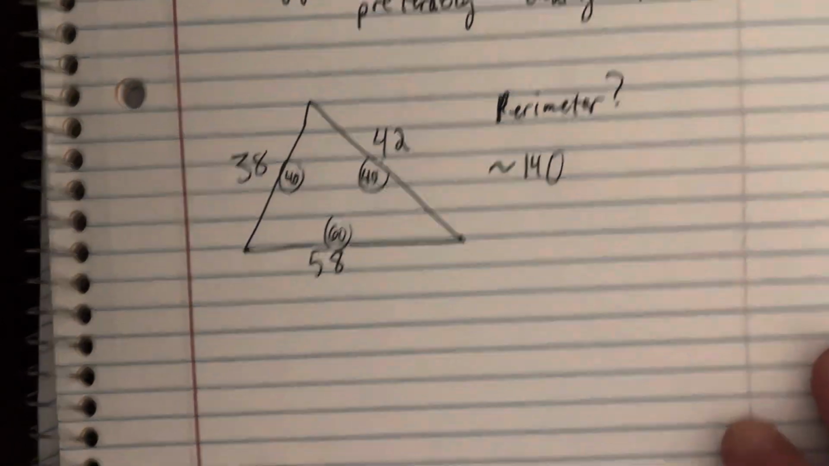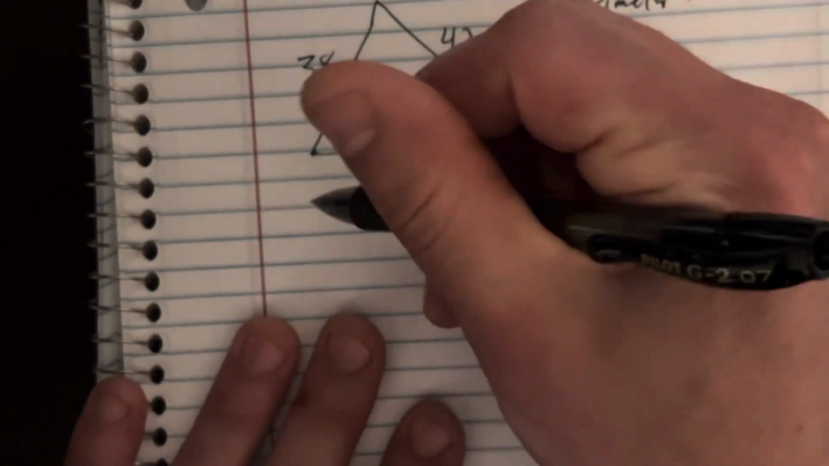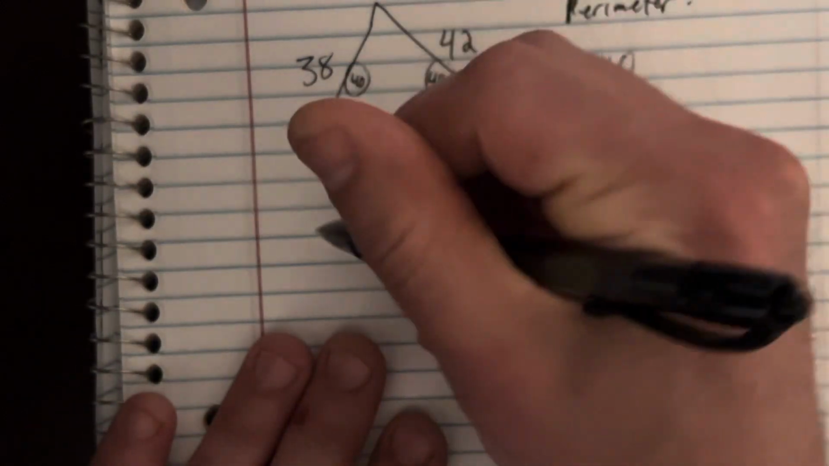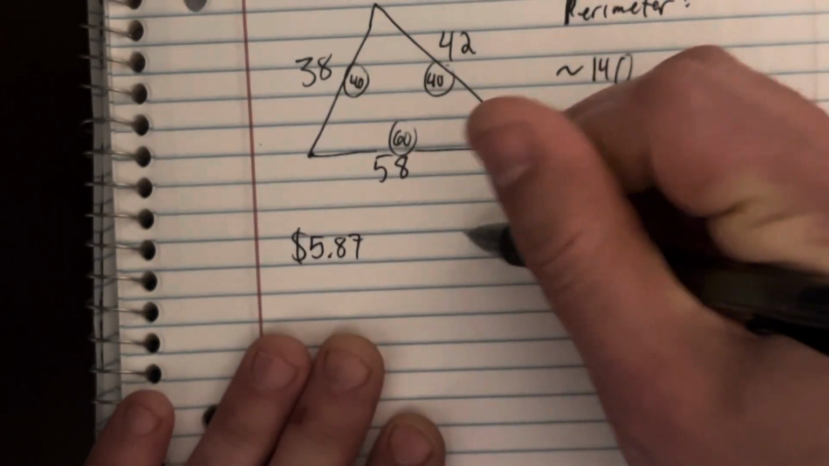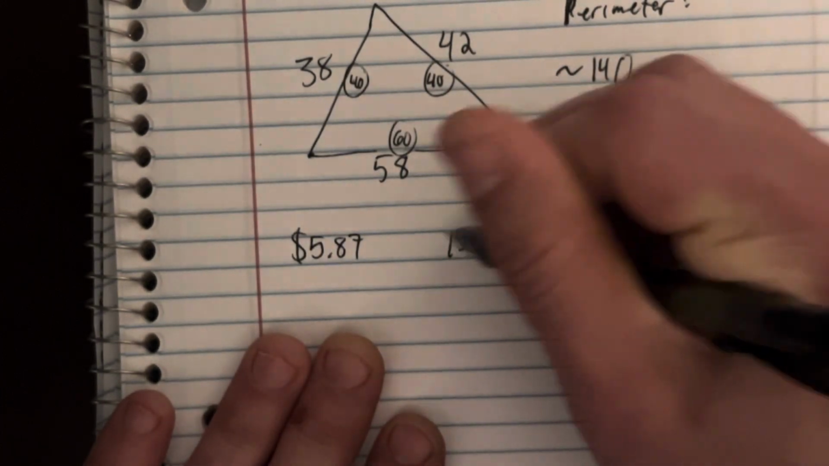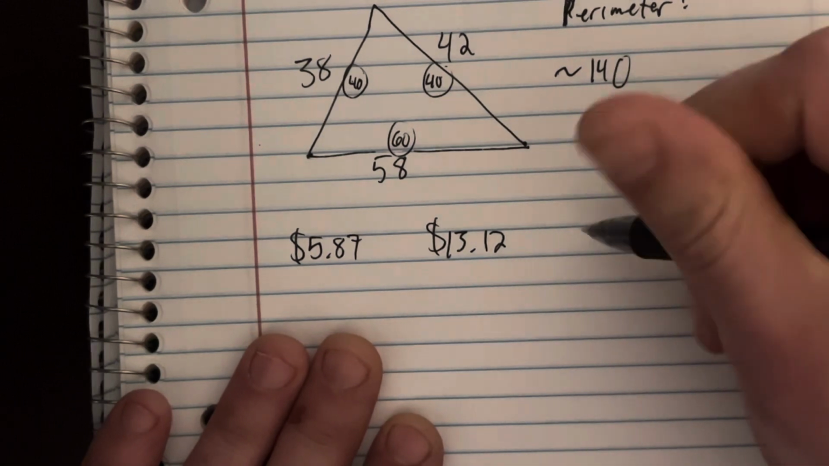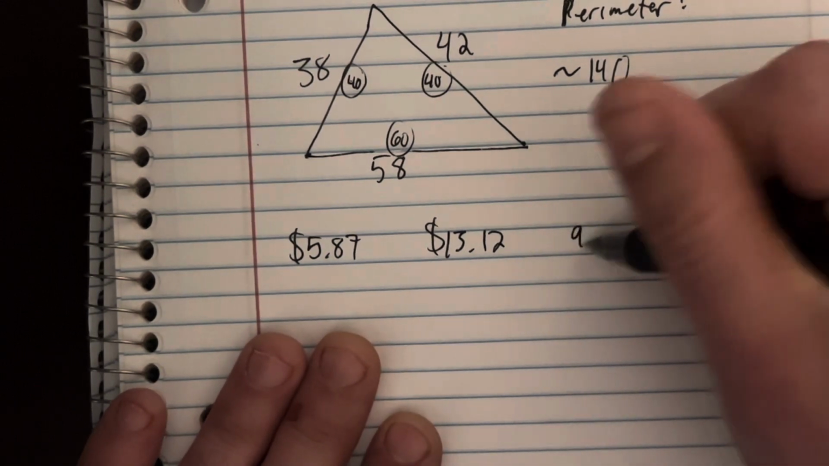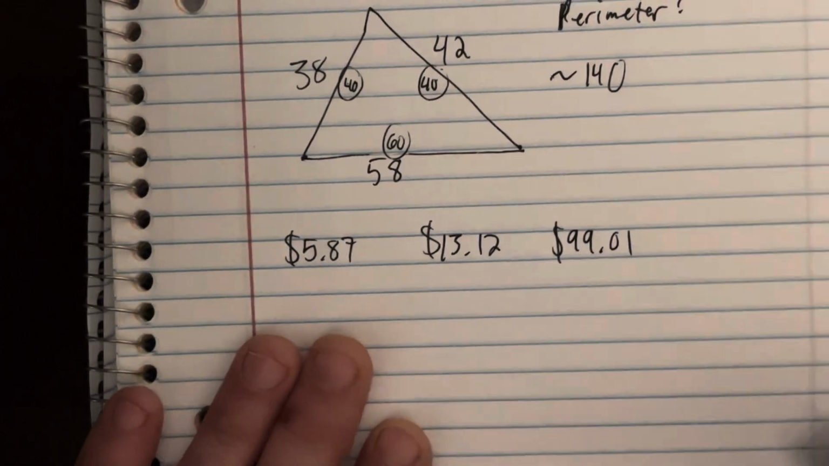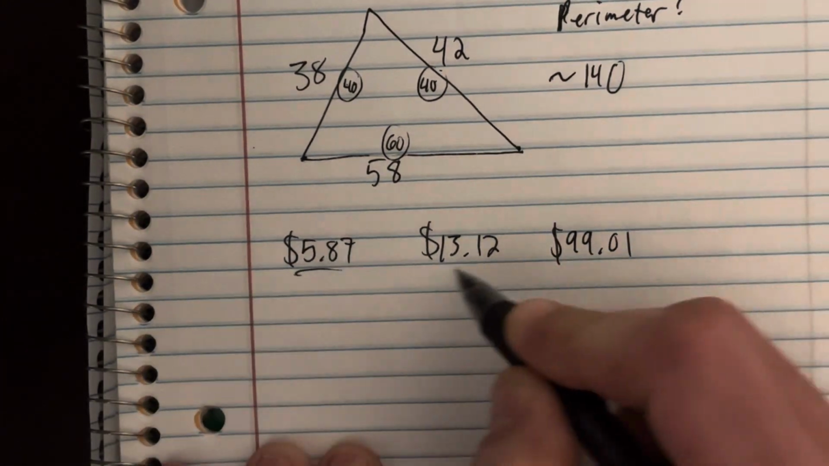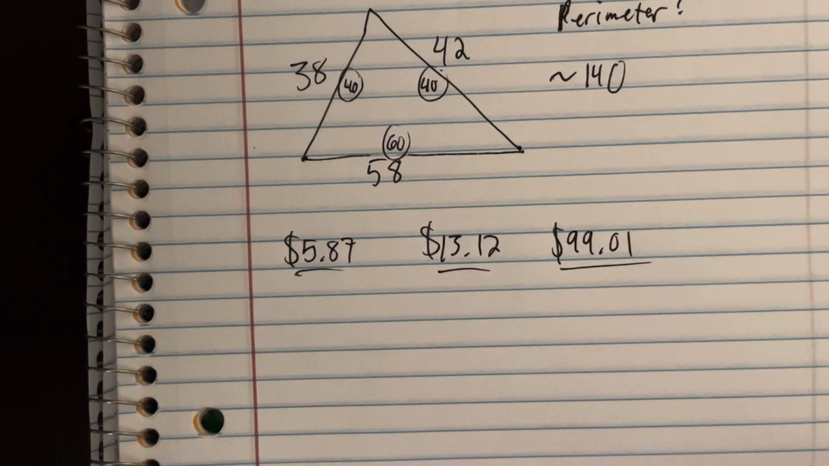This also works with money. For example, if you made the following values, $5.87 one day, and you made $13.12 the next day, and then one day you made $99.01. And we take these three values and think, well, what are they really close to? What would make sense here?